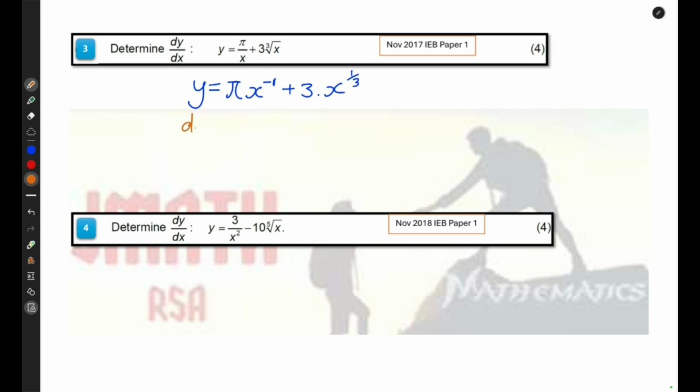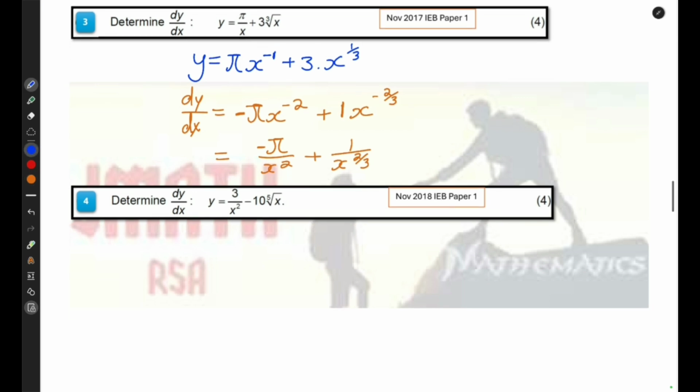So I'm now going to switch over to dy over dx is equal to minus pi x to the power minus 2, and then plus 3 times a third just gives me 1 x, and then a third minus 1 is actually minus 2 over 3. You are welcome to use your calculators if you are uncertain about that, but trust me, that's what it would say. Now, I can just go one step further if you want to. So minus pi over x squared plus 1 over x to the power 2 over 3. And that would be my final answer.